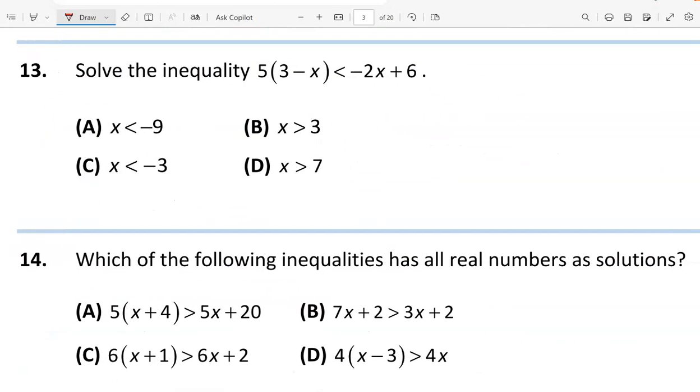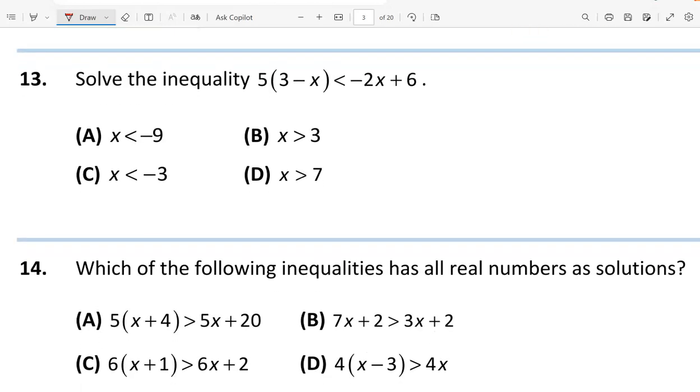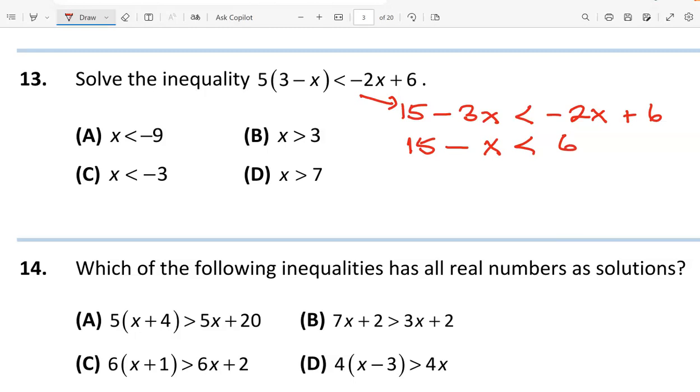For number 13, we're asked to solve the inequality. So the very first thing I'm going to do is distribute the multiplication. 15 minus 3 times x is less than -2x plus 6. And next, I'm going to add 2x to both sides. So adding 2x, 15 minus x is less than 6. And now subtract 15. So subtracting 15, -x is less than -9.